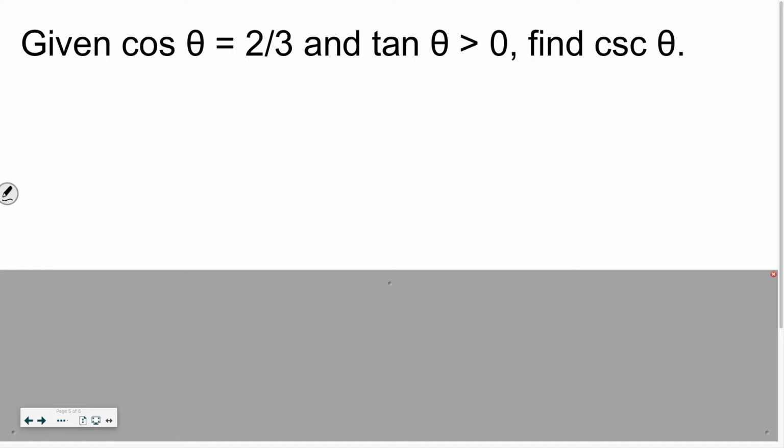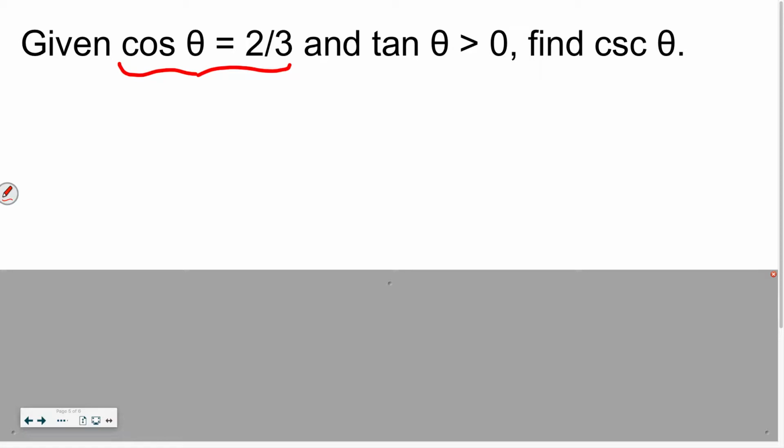So you're given some information. Cosine of theta is 2/3. Tangent of theta is greater than 0. And I want to know what the cosecant of theta is. So I don't have to do all 6 trig ratios. I just got to find cosecant. The biggest issue that my students have on this type of problem is, in the end, getting the correct sign, positive or negative. So I'm going to walk you through what I think about, and then you're going to try one on your own. Okay, first off, I tackle this cosine of theta.